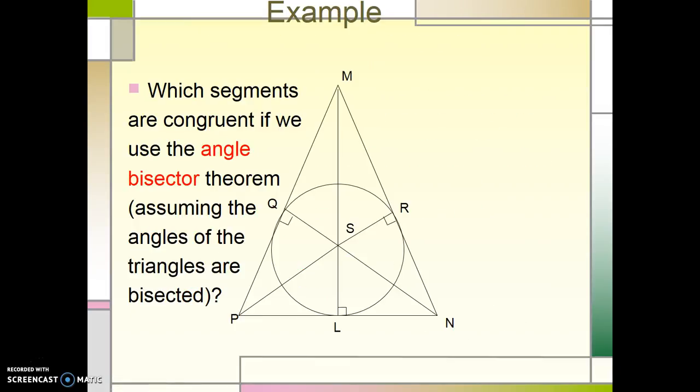Alright, then just a little example. Which segments are congruent if we use the angle bisector theorem? We're going to assume this angle is bisected, this angle is bisected, and this angle is bisected. And your point of concurrency is point S. So what segments are congruent? Well, SR would be congruent with SQ with SL.